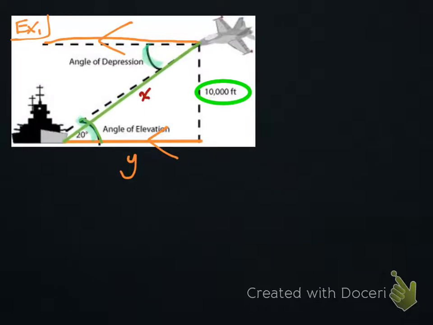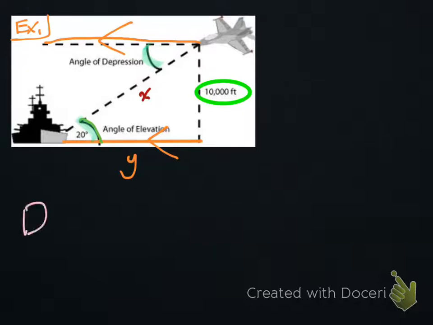We have two parallel lines cut by a transversal, which means that the alternate interior angles are congruent. If you're ever confused as to how to remember the alternate interior angles, if it forms a Z, the angles inside the Z must be congruent. So we have the angle of depression from the jet to the ship.